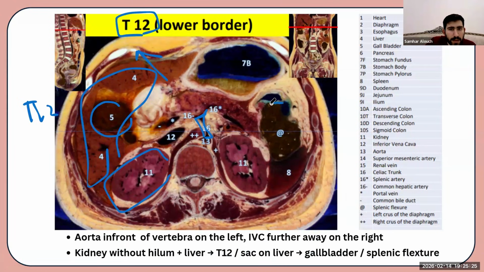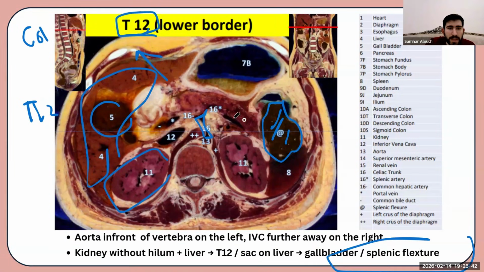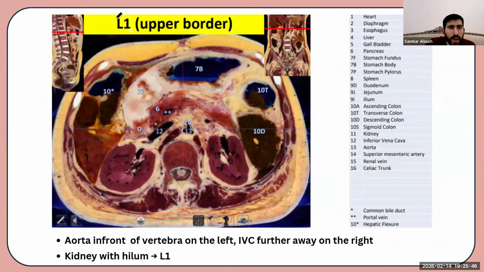Another structure that we said that appears at T12 is this flexure. So once you see a very dark brown structure, that's part of the colon. Since it's next to the spleen at T12, then that's the splenic flexure. Okay? Easy. By the way, in the middle, you will always have the pancreas, the duodenum at these levels.